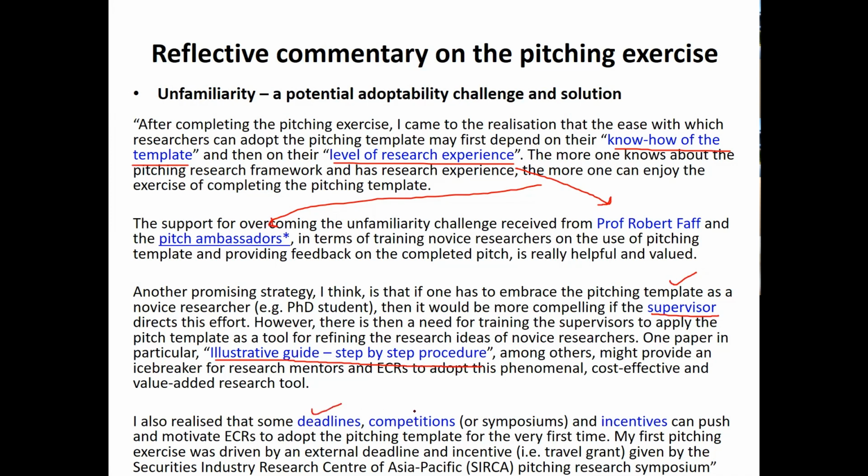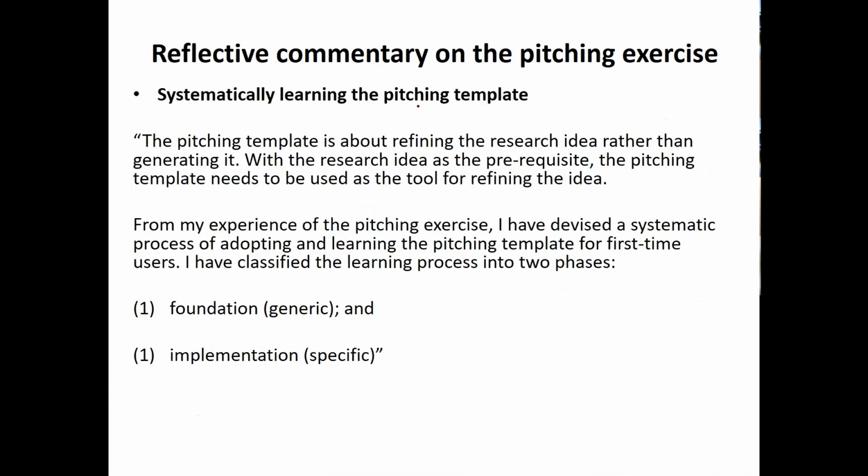And then some deadlines, competitions, and incentives can also help early career researchers to adopt the tool. And you can see in this Buzz 980 and COM 481, you have some deadlines, some assessments that require you to learn the tool. So in that way, we can overcome the adoptability challenge. That was what I reflected in 2017.